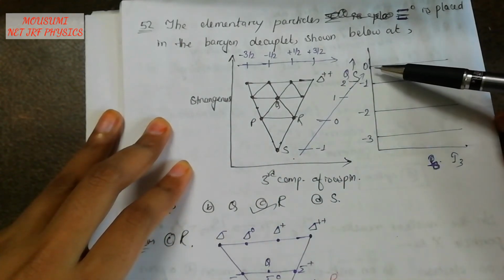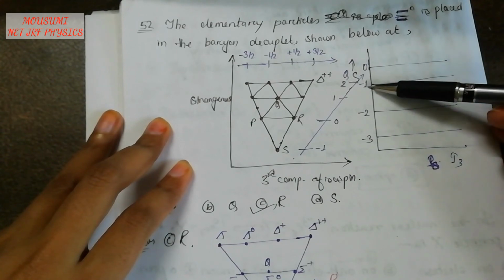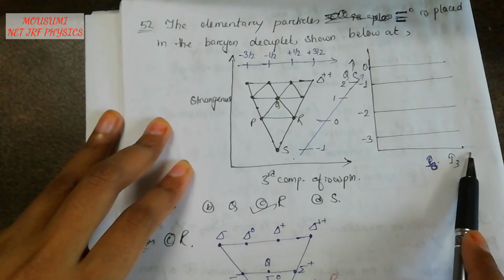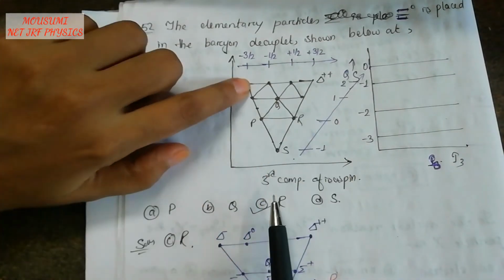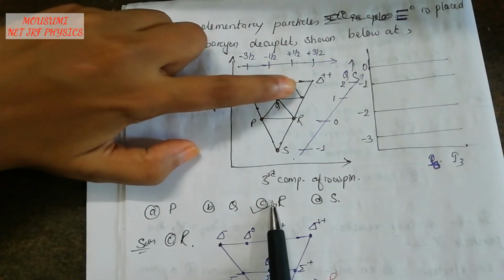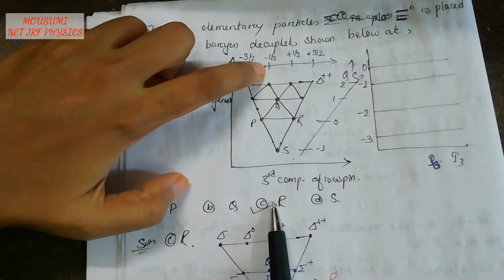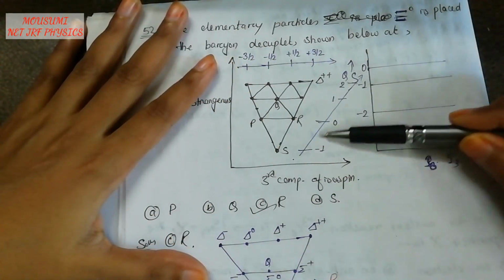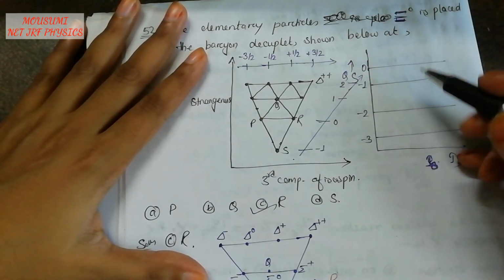So we already know for the first one, on this side we are writing strangeness. Okay, the strangeness will be 0, -1, -2, -3, right? And on this side the I3, the third component of isospin, is shown. So this is the isospin corresponding to this, this is the isospin corresponding to this, and so on. So here it will be how much? -3/2, then -1/2, then +1/2, then +3/2.